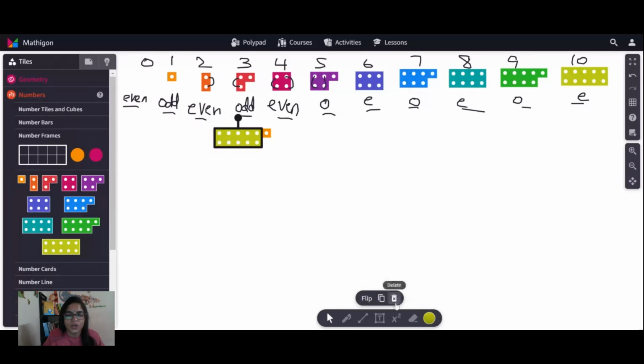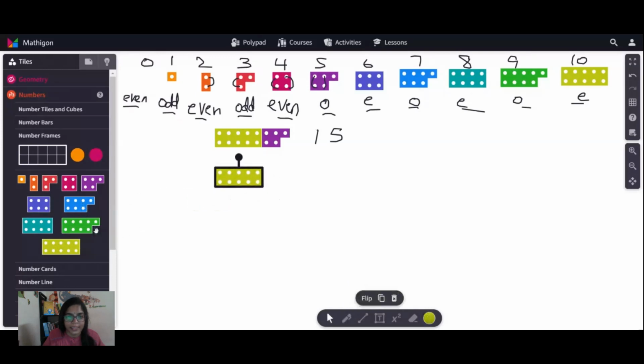Let me take, instead of 11, shall I take 13? Okay, let's take 15. Now, is this odd? Yes, it is odd. Correct? This is 15. Let me write. This is 15. It's odd. Okay. Now, how do we represent 25?